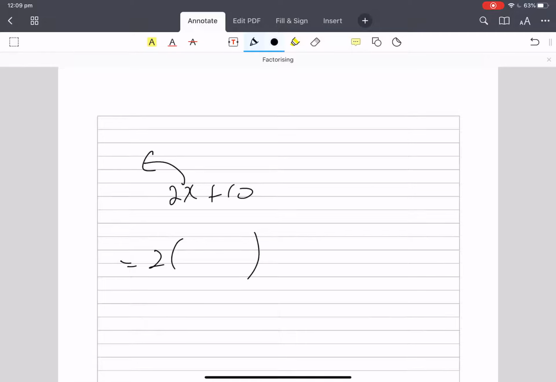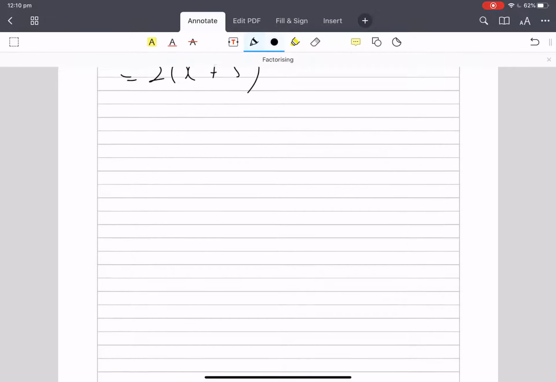When I've pulled the 2 out, the only thing left in there is an x. And when I pull the 2 out of a 10, I'm leaving a 5. When I say pull it out, I'm actually meaning dividing by. So this x is 2x divided by 2, and that 5 is 10 divided by 2. 2 is the number that I've pulled out. Once we do it a couple of times, you'll just see it. So let's just ditch all that messiness and go again.